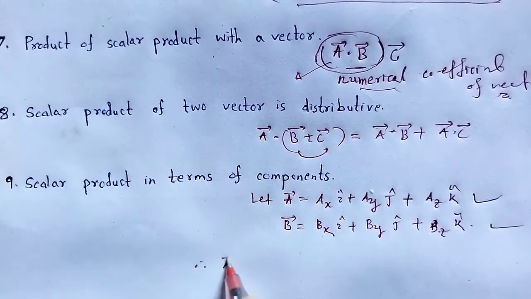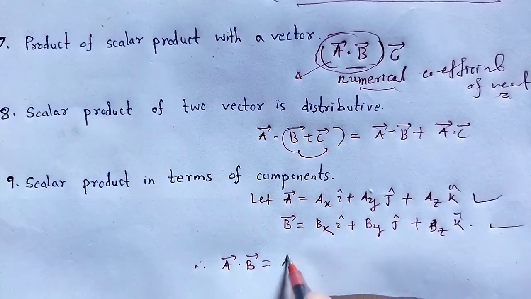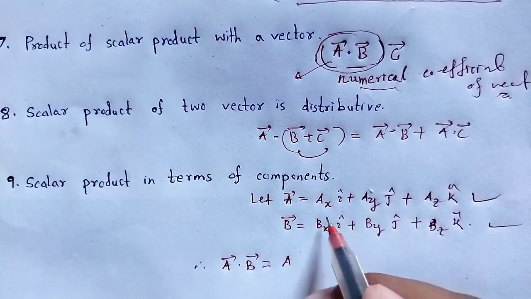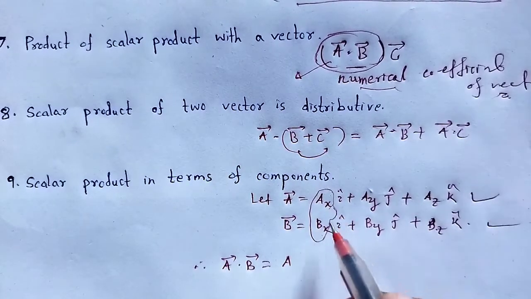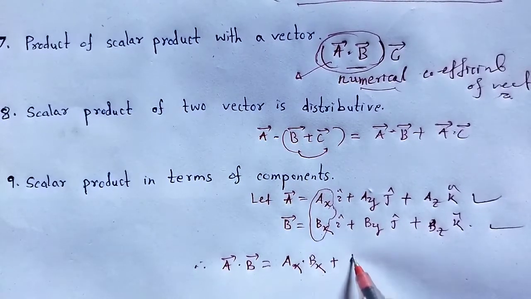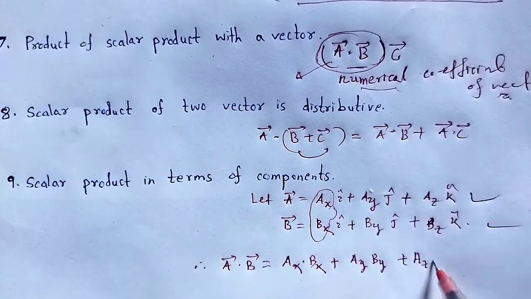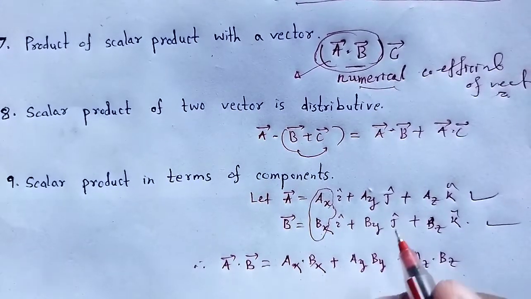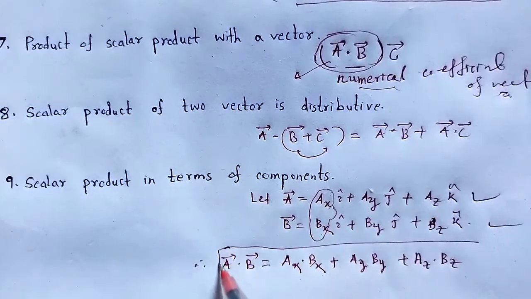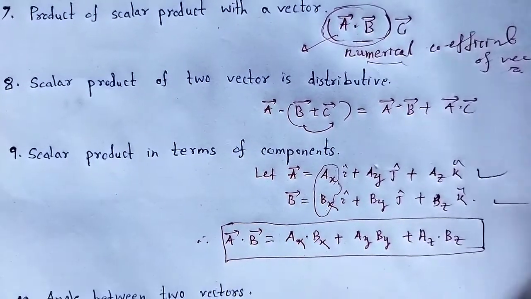Then A dot B is nothing but the multiplication of the scalar coefficients: Ax into Bx plus Ay into By plus Az into Bz. This is the dot product of two vectors in terms of components.